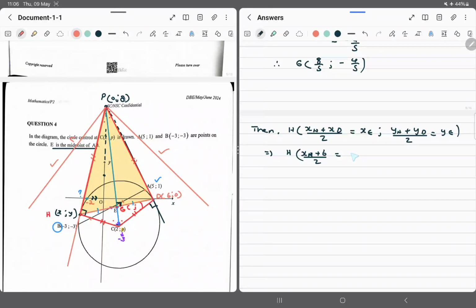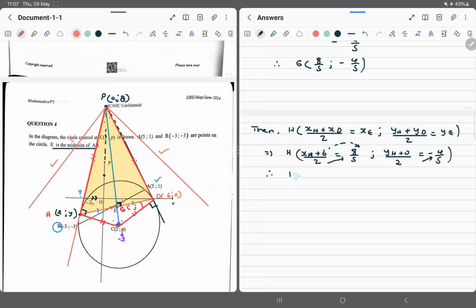Plus 6 over 2 is equal to, we got here 8 over 5. And then y at H plus 0 over 2 is equal to minus 4 over 5. Okay, so all I do there is just transpose the 2 there, transpose the 2, cross multiply the 2 and then transpose the 6. Up we just cross multiply the 2.